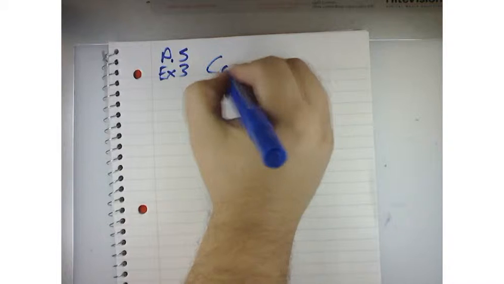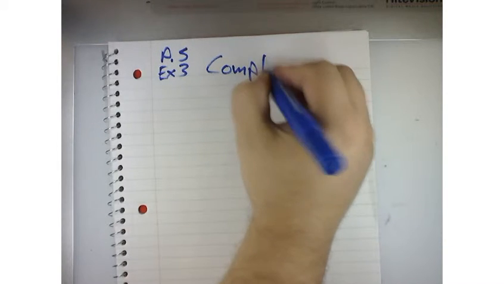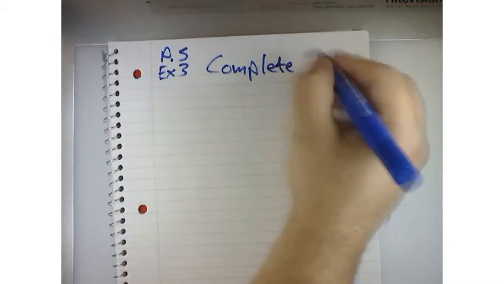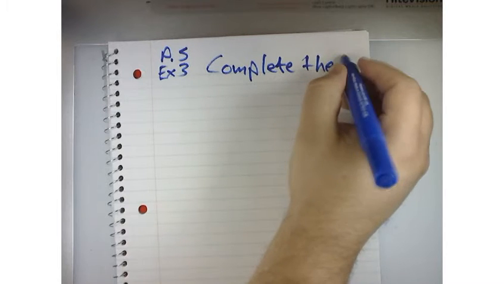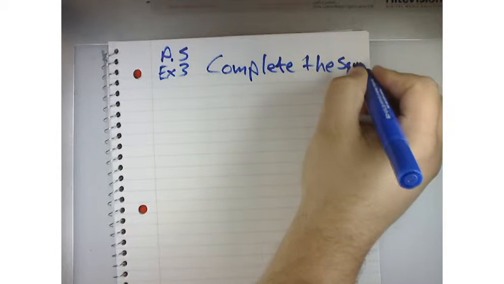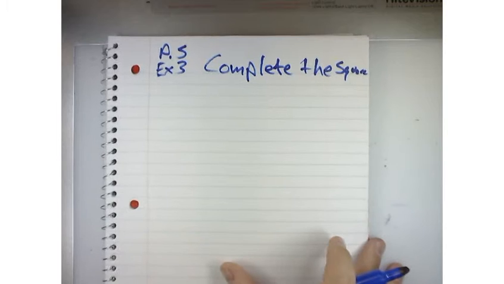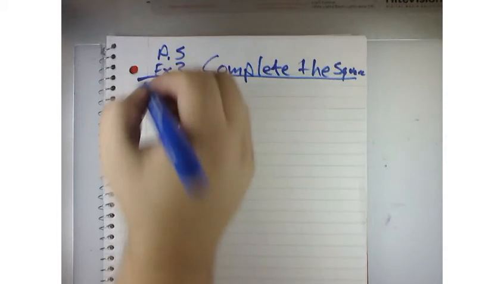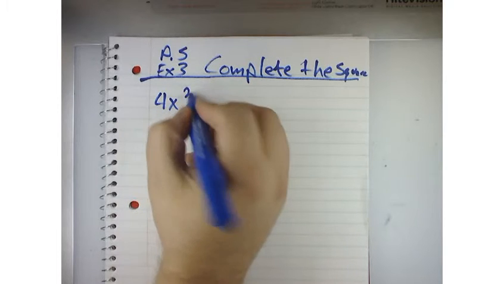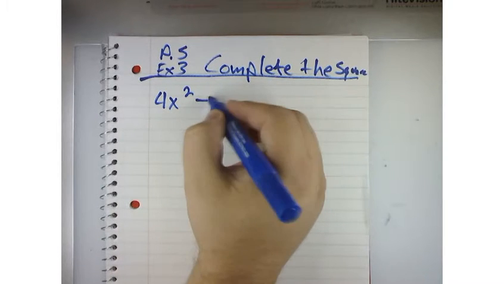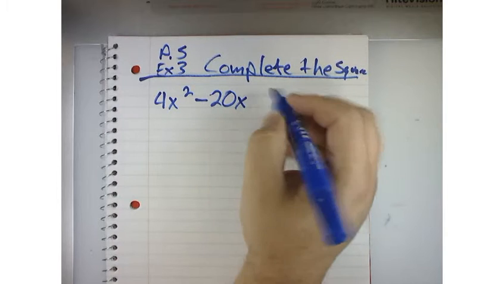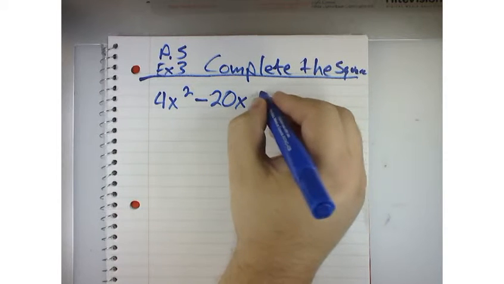In example number 3 from section P5, we're going to try to complete the square. So that last example that we did, we already had squares on both sides of the equal sign, right? So now for example number 3, it's not going to be so pretty. We're going to have to do a little bit of work to complete the square. Now this is probably the hardest part.